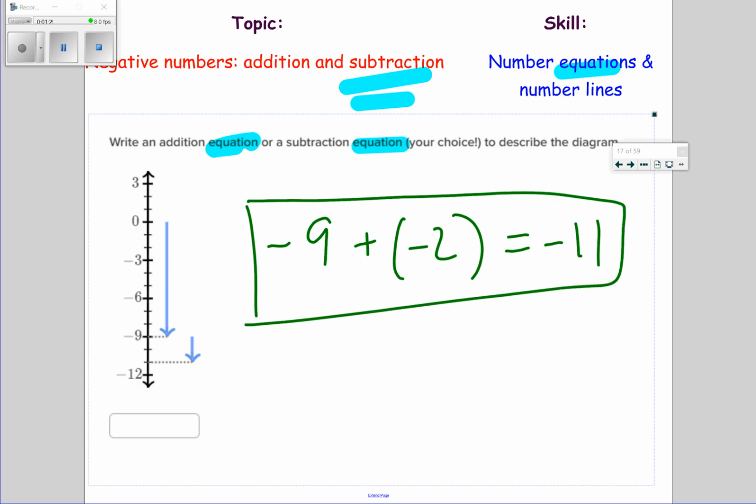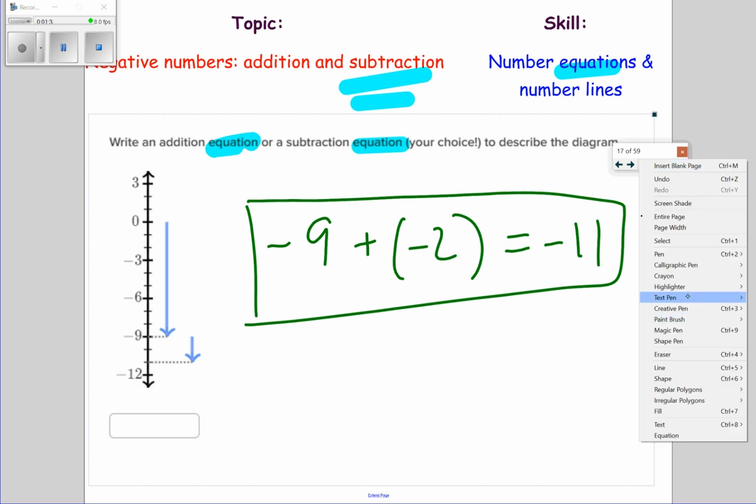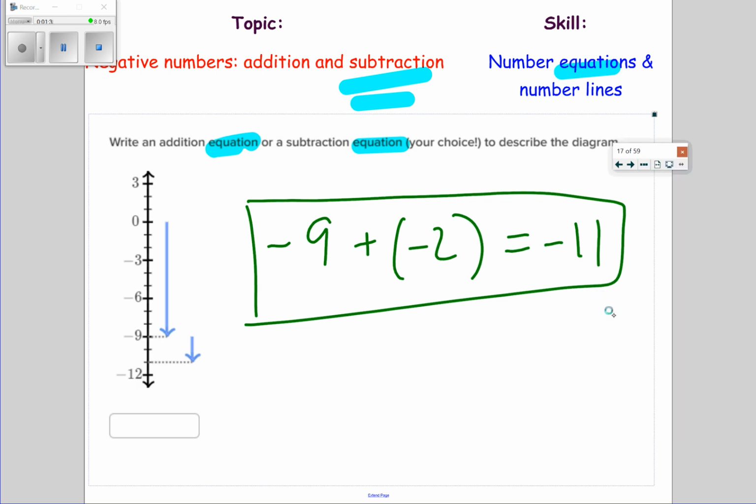So now let's talk about a subtraction equation. Let's do that in red. Once again, we have negative 9 minus, well, we're going down 1, 2, then going down 1, 2 more. So that would be minus 2. And once again, that equals negative 11.